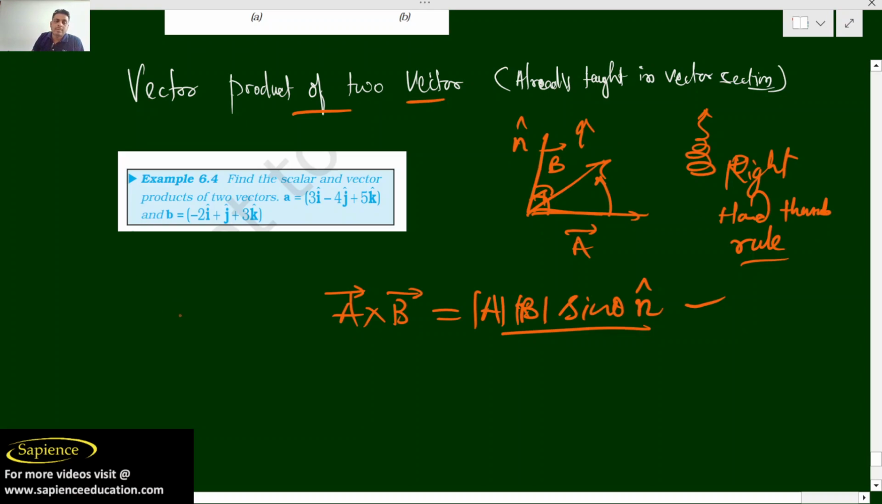For example, if you are talking about a screw, what will happen if you rotate it in the clockwise or anti-clockwise direction? It will move up or down. So this is what the right hand screw rule is about. So vector product is very important, but I have already discussed more details in a separate video. You can refer to that video so that you will be able to understand the vector product. So I won't discuss more.